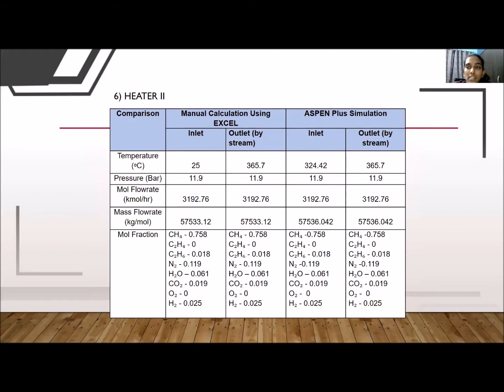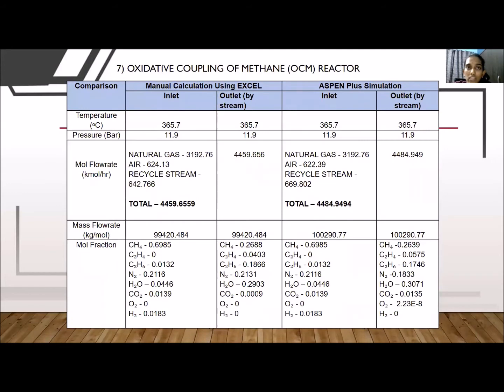So the next unit is the most important unit in our plant, which is the reactor. The reactor that we use is the oxidative coupling of methane reactor. As I mentioned earlier, the mole flow rate differs between the Excel and Aspen simulation because the mole flow rate of the natural gas depends on the mole flow rate of the air. If we look back, the air flow rate for the Excel and Aspen simulation differs by about 1.7 at the top stream because of the oxygen purity. That leads to the difference in the mole flow rate for the Excel and Aspen simulation in the reactor.